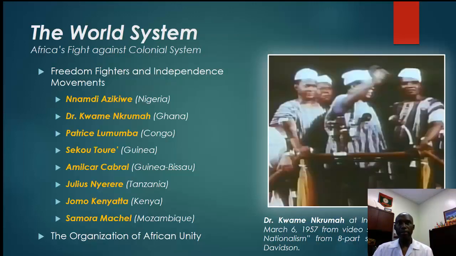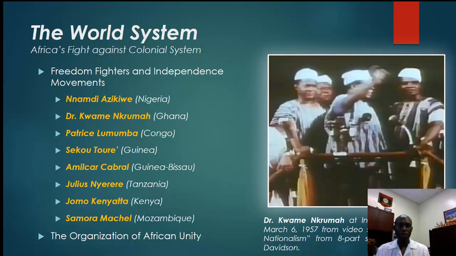You had Azikiwe of Nigeria, who was a proponent of Nigerian nationalism. Nigeria would become independent in 1960. You had Patrice Lumumba, who was one of Nkrumah's contemporaries.